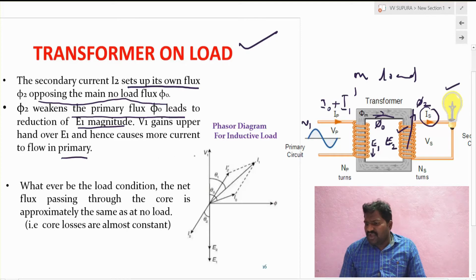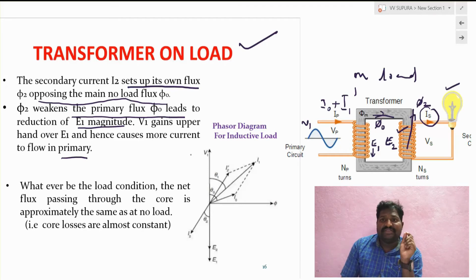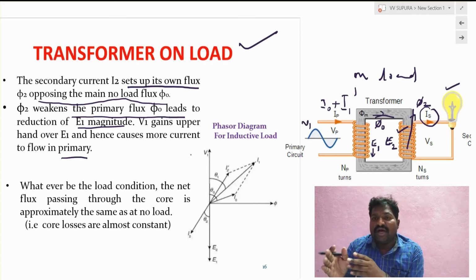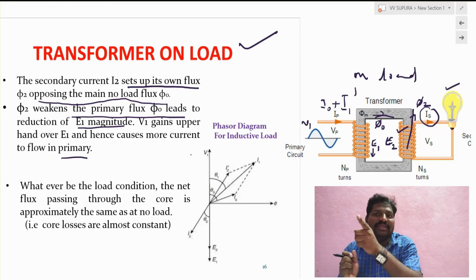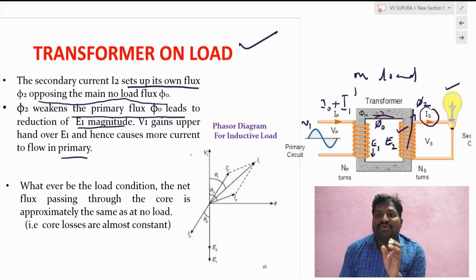Okay, so here we have to understand whatever the load condition, the net flux passing through the core is approximately the same. So initially I mentioned the transformer is a constant flux device. Whether the load is connected or no load is connected, whether inductive load is there or capacitive load is there or resistive load is there, whatever the load, the flux flowing through the iron core will be constant. That's why a transformer is also known as a constant flux device.